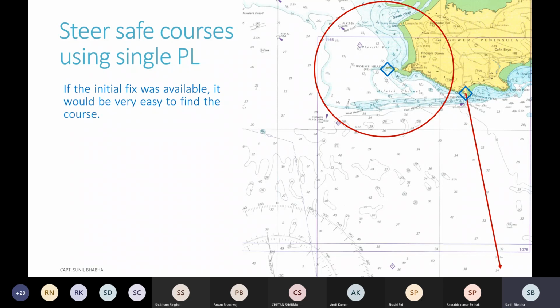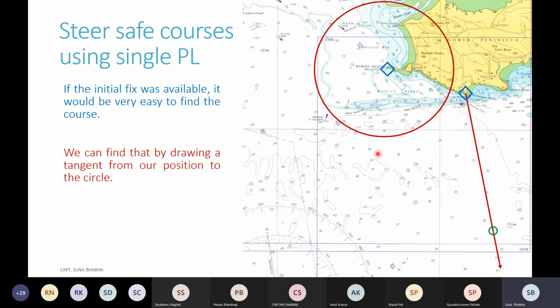Now you see in this scenario, if the initial position was given to us, it would be very easy for us to find the course. We can easily find what should be a safe course to steer by drawing a tangent from our given position to this safe distance circle. Let me show you how. Let's assume we are given an initial fix. You can see the position marked here on the chart. We are given an initial position.